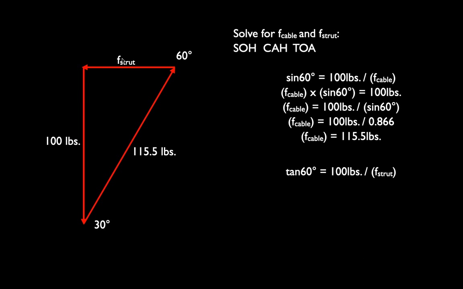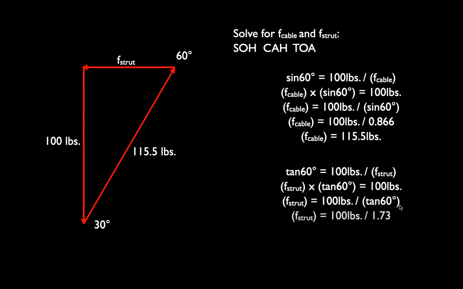We could use the Pythagorean theorem if you're a fan of that, but since we've started with some trigonometry, let's keep going. Here we've got a case where we can use the tangent, right? We know the opposite, we don't know the adjacent, and we know the angle. So we can say that the tangent of 60 is going to equal opposite over adjacent, which in this case will be 100 pounds divided by the force in the strut. Again, we move things around so that we get all the numbers on one side and all the unknowns on the other. We end up with the force in the strut being 100 pounds divided by tan 60.